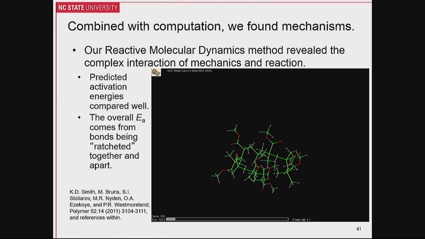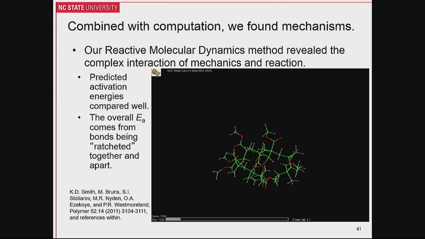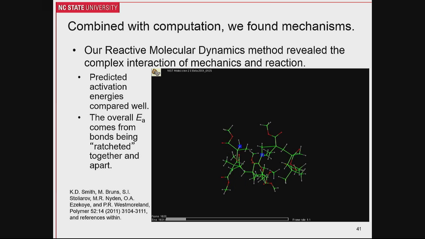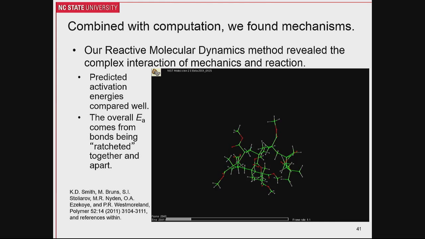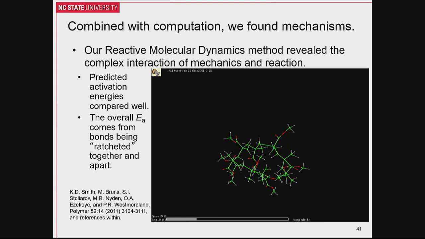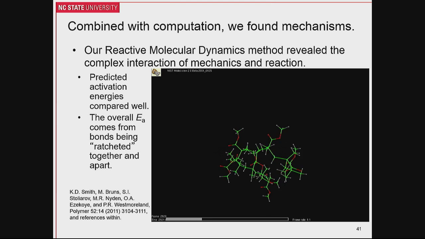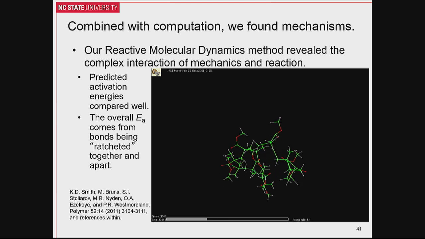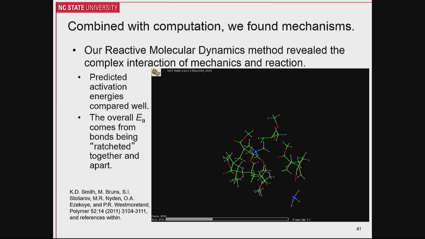Methyl groups rotating around. You can see bonds stretching. And what would happen is that this stretch would pull it apart, and then it would snap back together because they have to move out of the way. Eventually, the molecule does disrupt. And what we found is that the activation energies not only agreed well, but by studying this, we could see that the bonds were being ratcheted together as the polymer had its internal random motion, or ratcheted apart, describing how the physics and the chemistry were coming together.